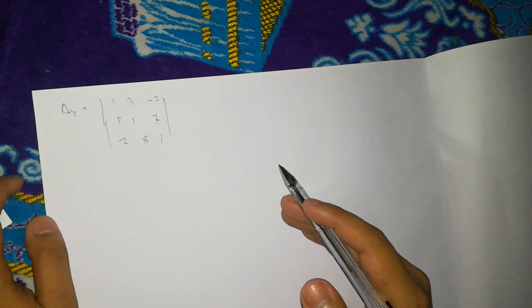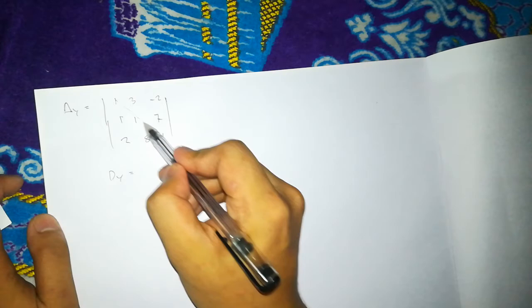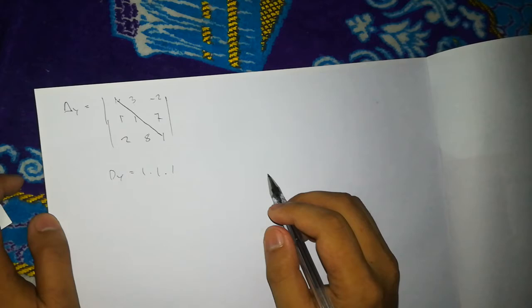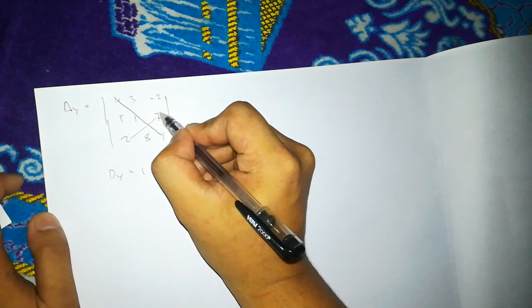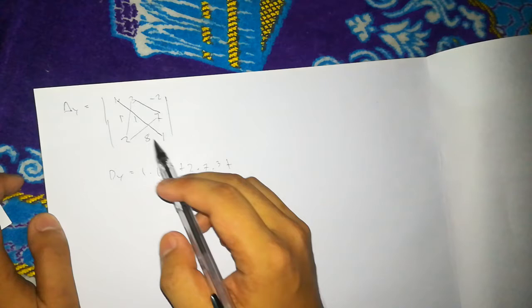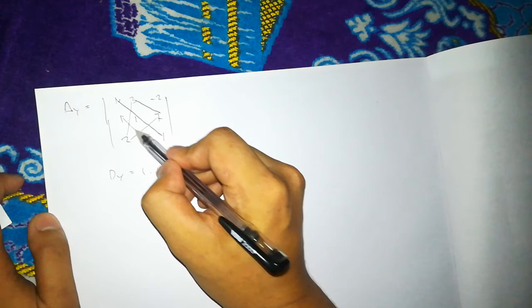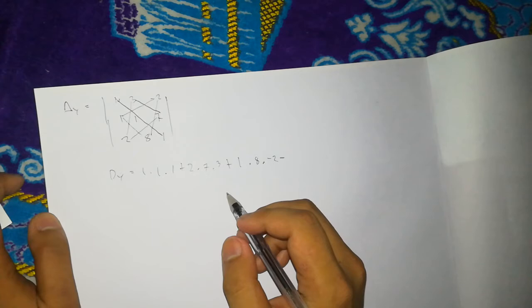Ito na ang y. Same process din kapag hinanap natin yung kanina. So, first sa dy, hanapin natin yung addition. So, ganito ang unang step. 1 times 1 times 1 plus yung isa pang step, which is ganito, 2 times 7 times 3, plus ulit, tapos yung huli na, this one, yung ganitong triangle. 1 times 8 times negative 2. Ayan. Minus na tayo.